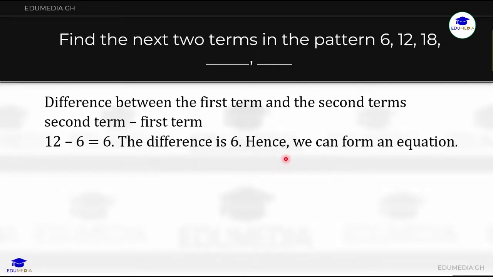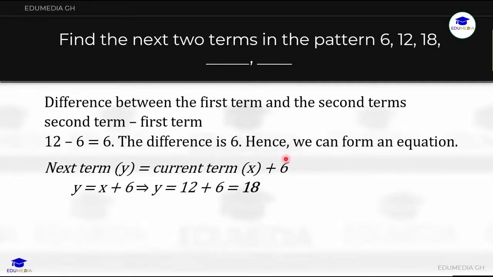Now that we have that, we can form an equation from this. And the equation will look like this: next term, that is y, equals current term, which is x, plus 6. Now to test this, I'll use the third number. We have y equals x plus 6. Remember, y is the next term. So that's what we are looking for.